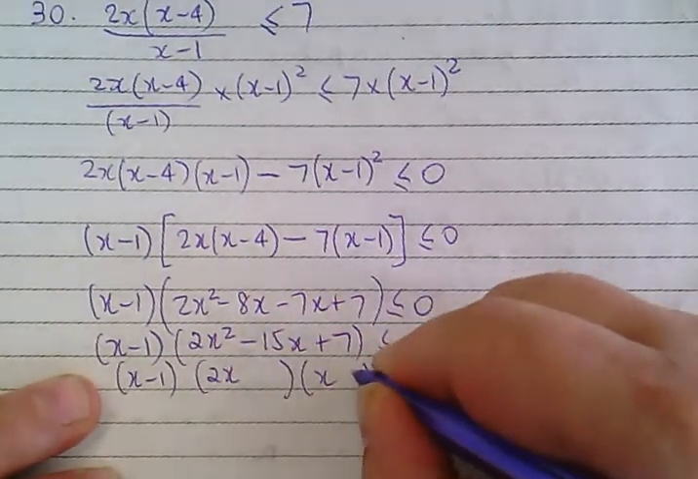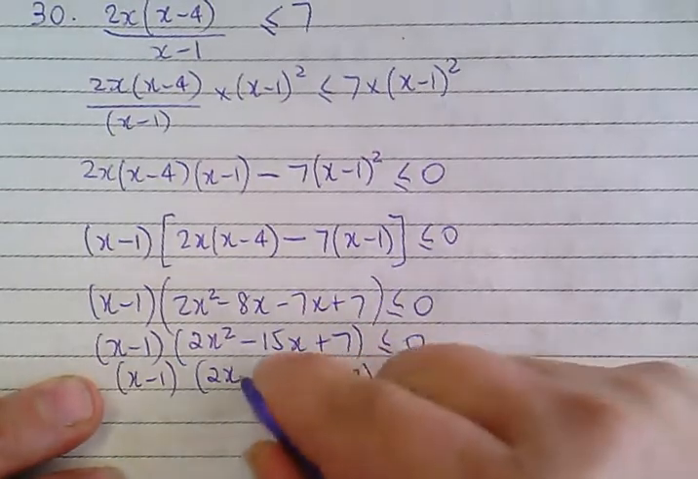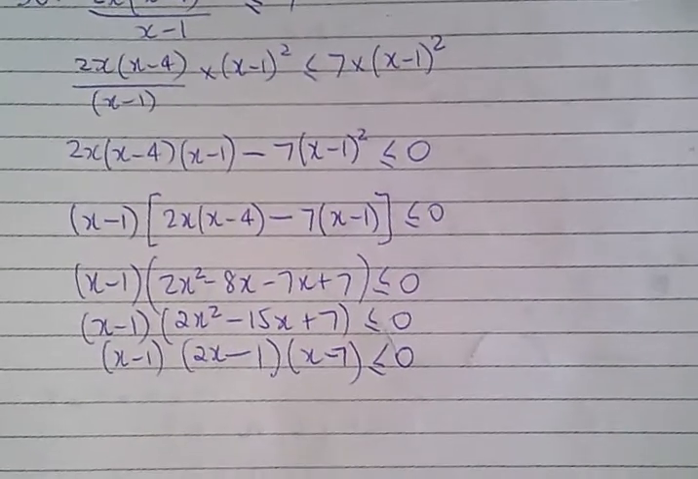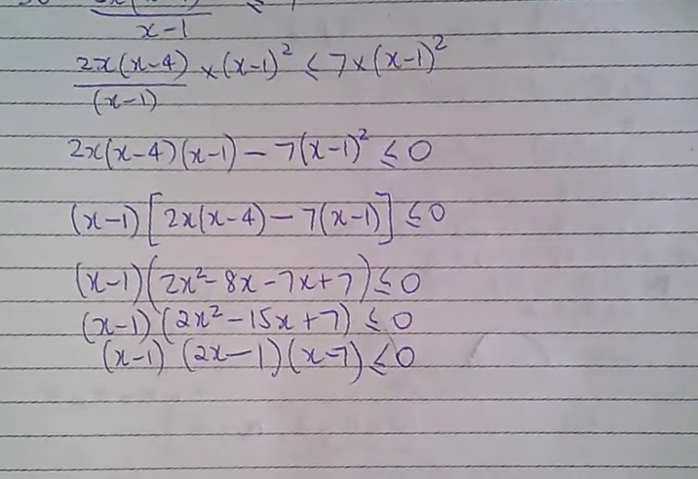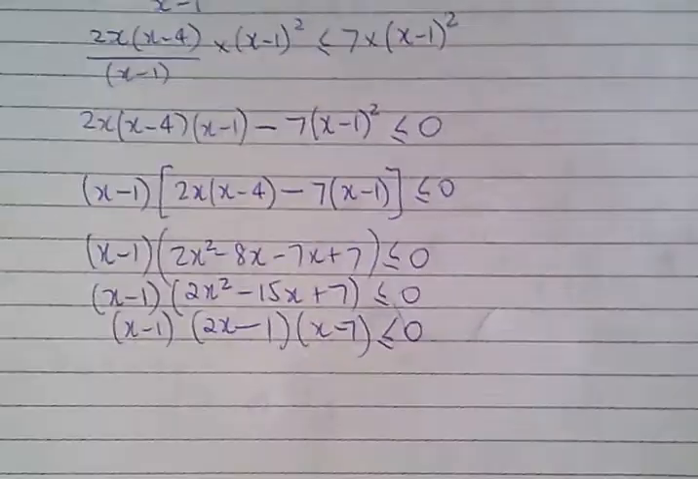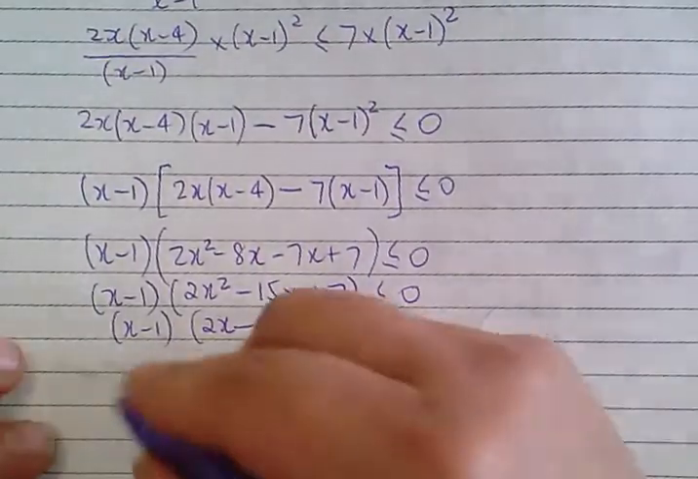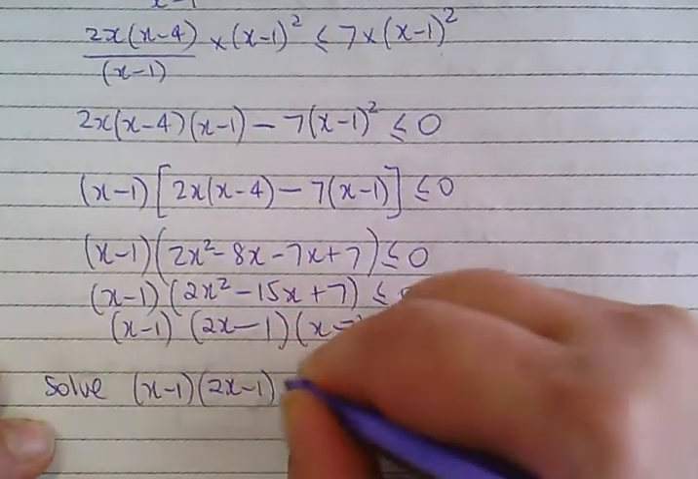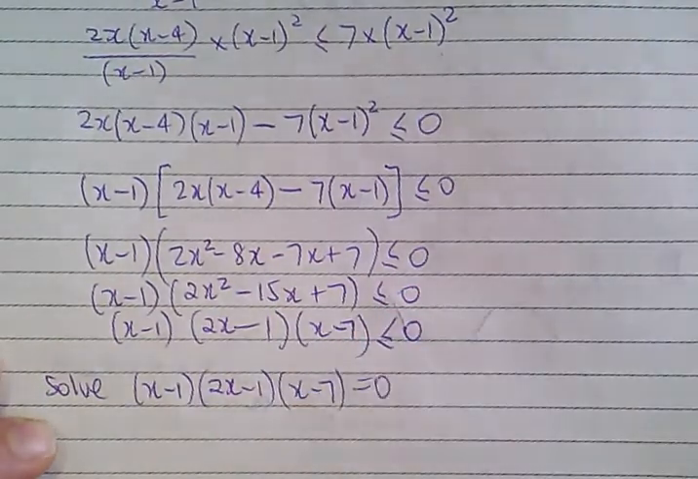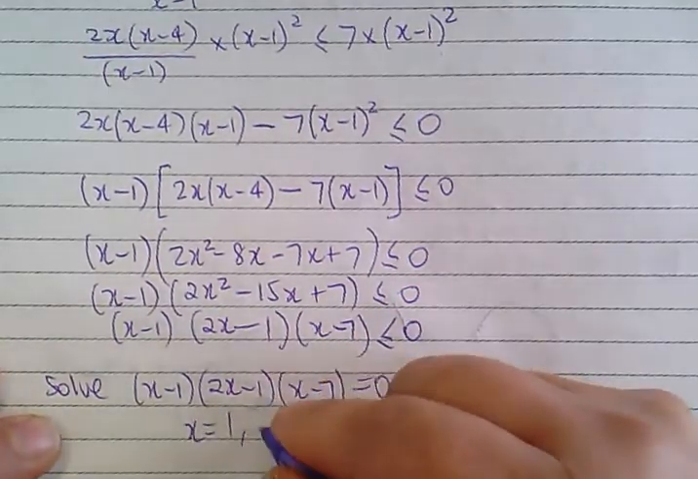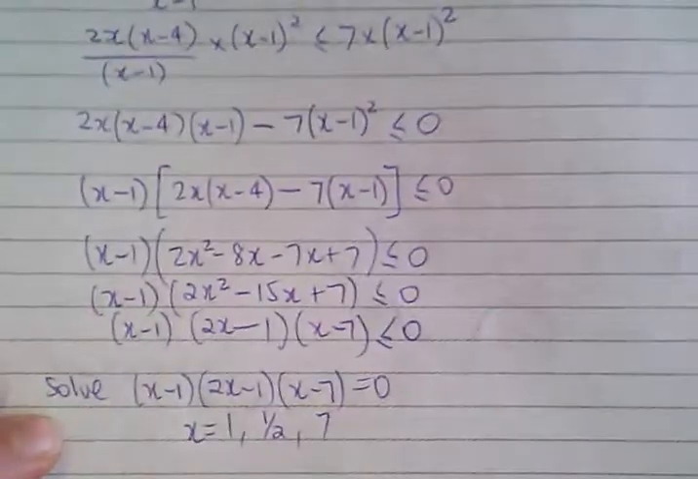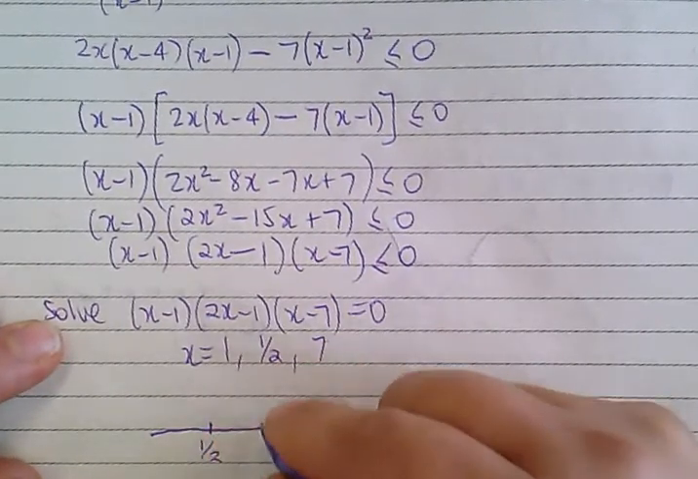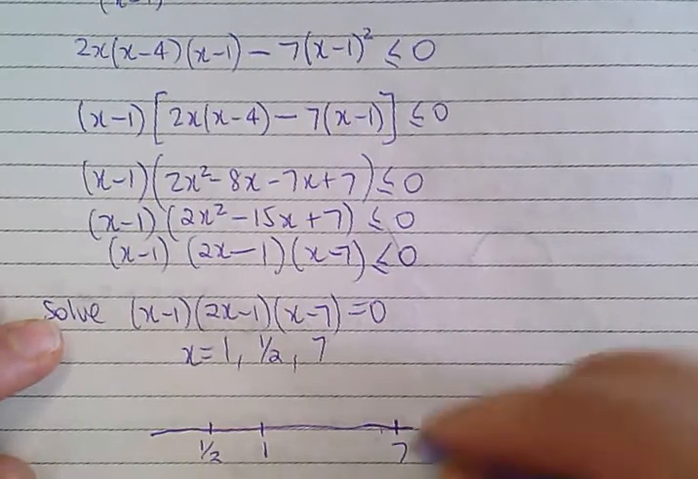I'm pretty sure we can. Got to have the 7 there and the 1 there and the minus and the minus. So (x − 1)(2x − 1)(x − 7). Again, it's a positive cubic. But you can put it equal to 0. Solve this equal to 0 first, and we get x is 1. What else? 1/2 and 7. Plot those three. Make sure they're in order, otherwise you get the answer wrong. 1/2 comes first, then 1, then 7.